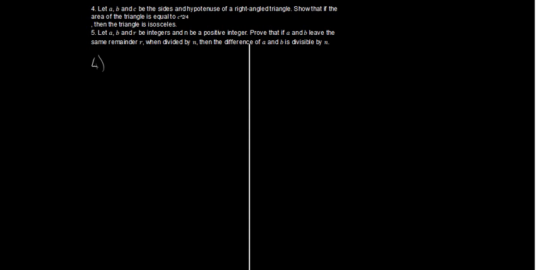So how do we do this? Well, let's look at question 5. Let a, b, and r be integers and n be a positive integer. Prove that if a and b leave the same remainder, r, when divided by n, then a and b are both divisible by n.